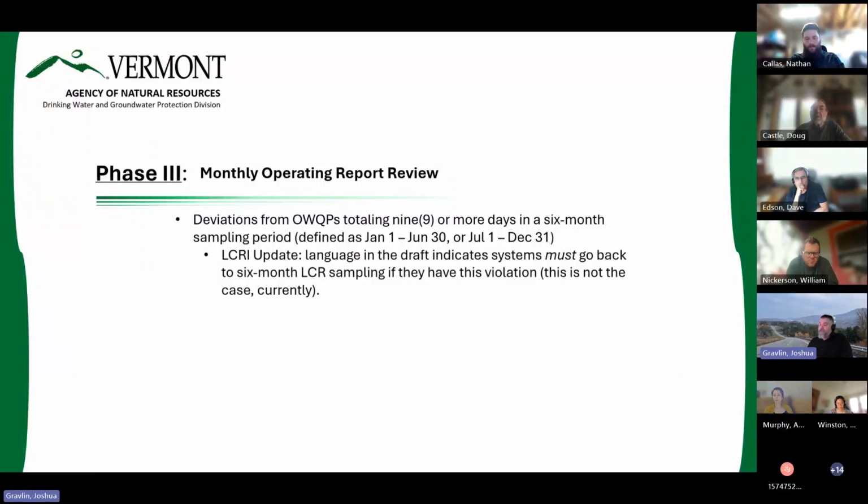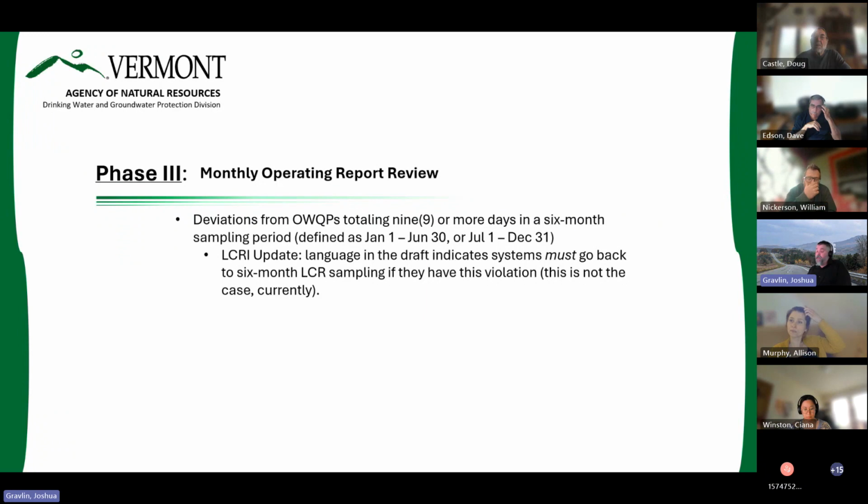As an LCRI update, language in the draft indicates that systems must go back to 6-month LCR sampling if they have this violation. This is not currently true. Systems that currently have these OWQP violations do not go back to 6-month sampling as a result right now, but in the future they will, potentially based on the draft language. So it's just something to consider.